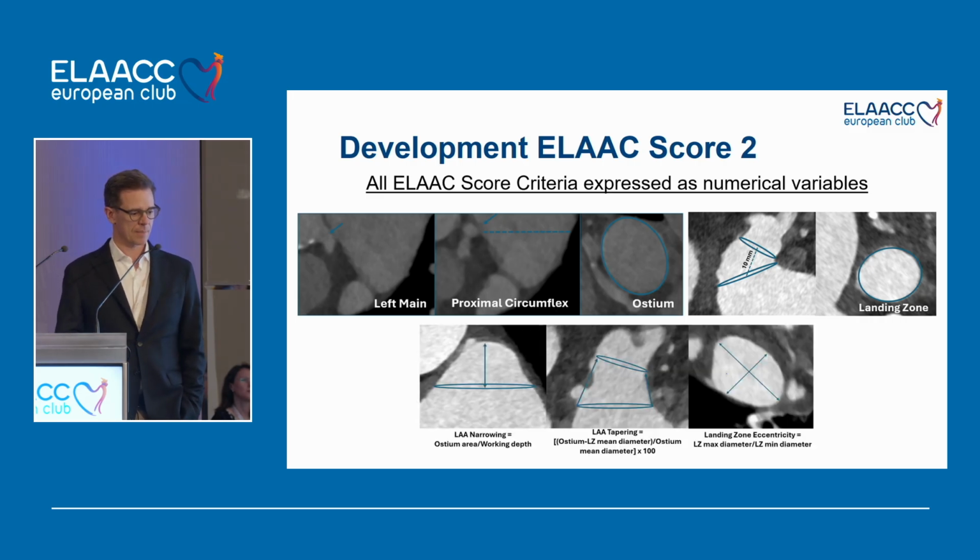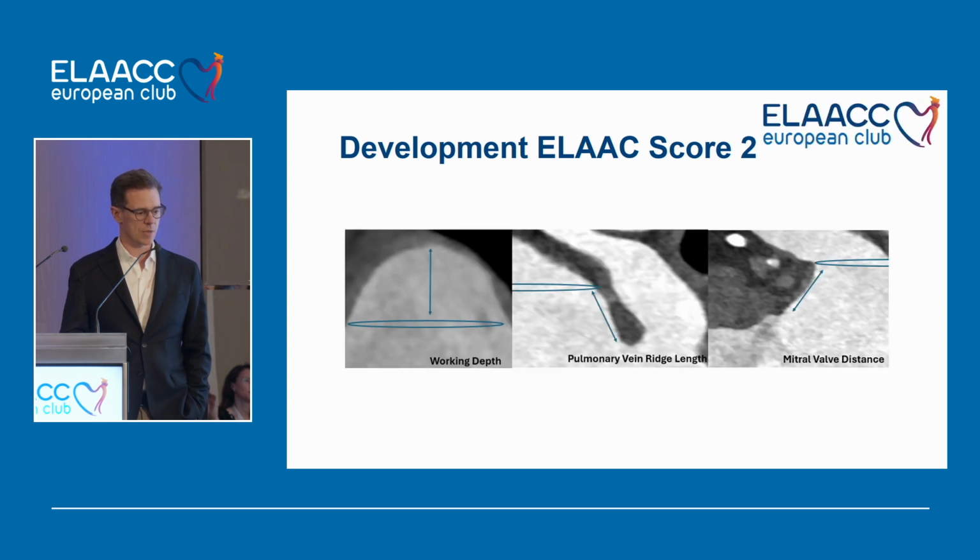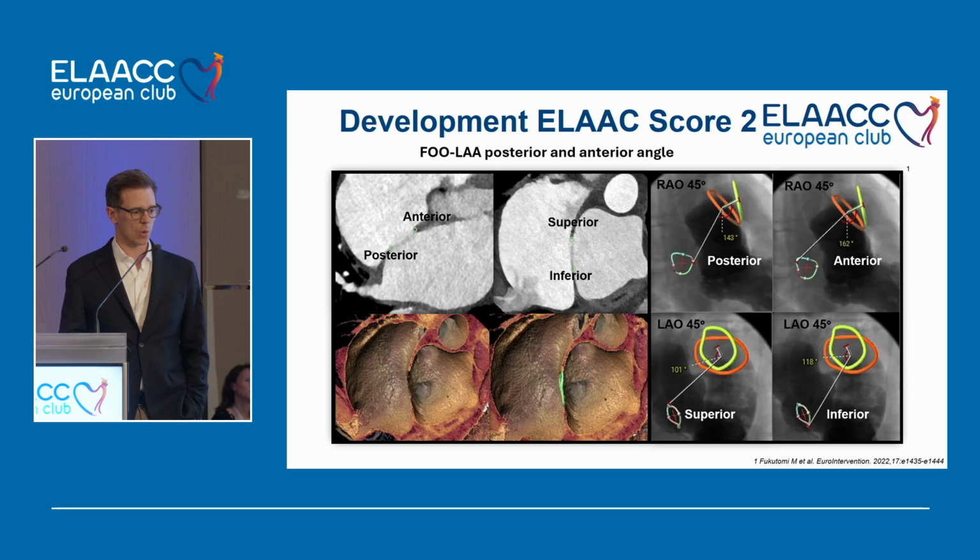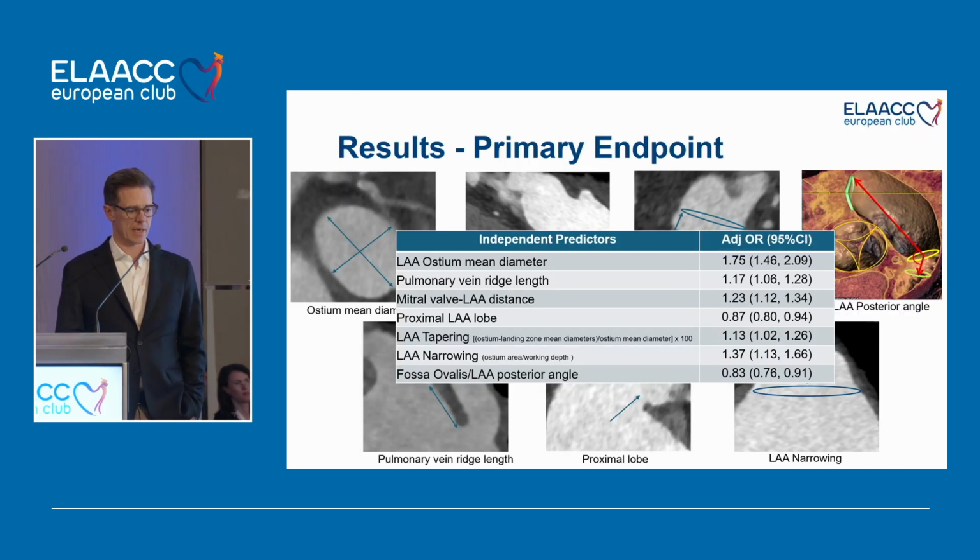And the criteria that we used are the same, are listed here: LA narrowing, LA tapering, landing zone eccentricity, working depth, pulmonary vein ridge length, mitral wall distance, and then finally also the fossa ovalis versus LA posterior and anterior angle as illustrated here. So these were the variables that we took into consideration in a continuous fashion. And the results were as follows.